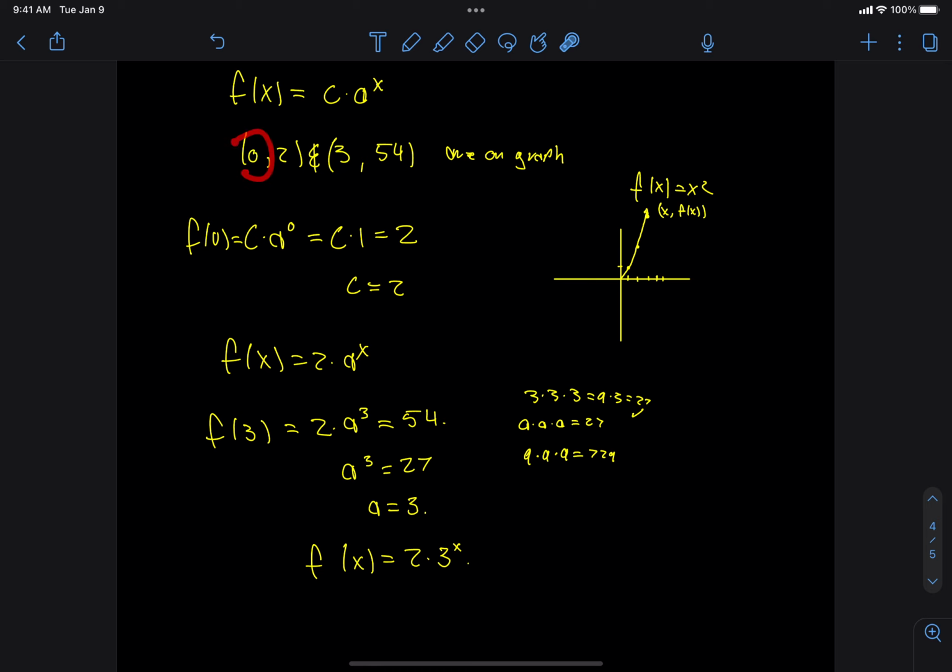The reason this one is a little bit easy is because when we plugged in 0, what happened? The a just basically went away, right? When we plugged in 0, a to the 0 is 1, and so we got c for free. We didn't have to do any more work to get c. So let's see one where it's a little bit more complicated than that.